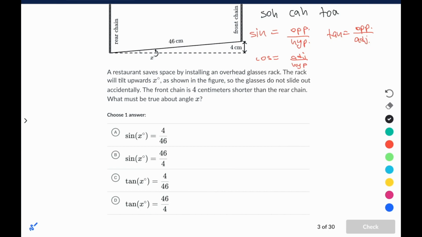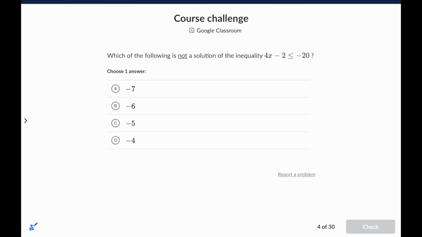Okay, now let's find the sine for this x. So the sine of x would be opposite over hypotenuse. And the opposite is 4, and the hypotenuse is 46. So that's 4 over 46. And let's see if that matches anything. So actually, it matches A, as you can see, sine x is 4 over 46. So let's pick A. And yeah, that's the correct answer. Let's move on.